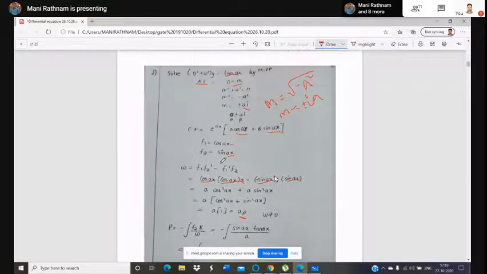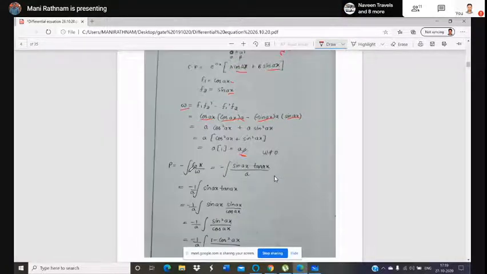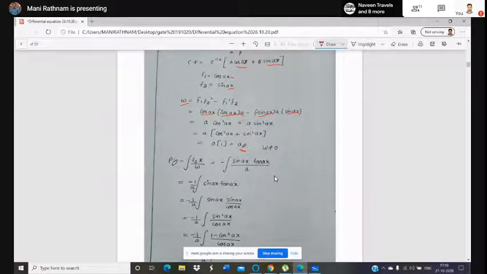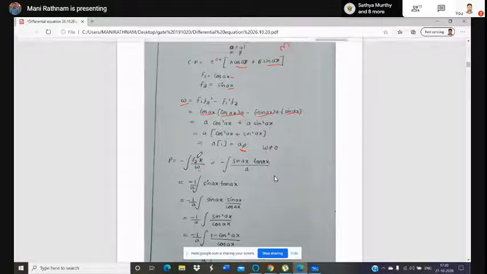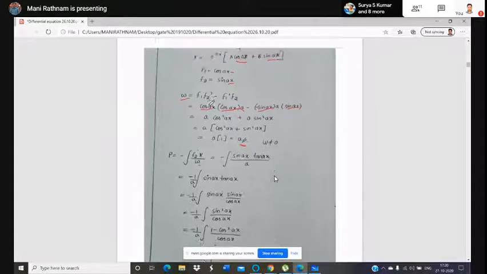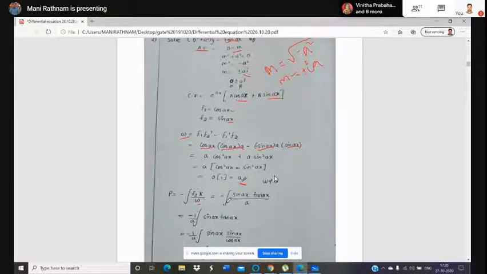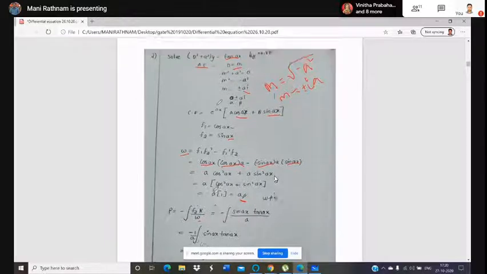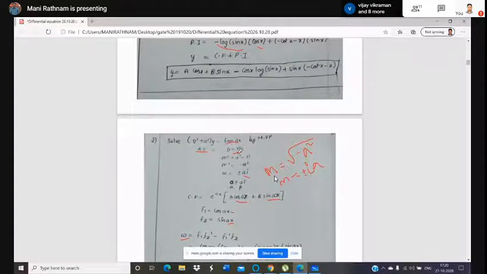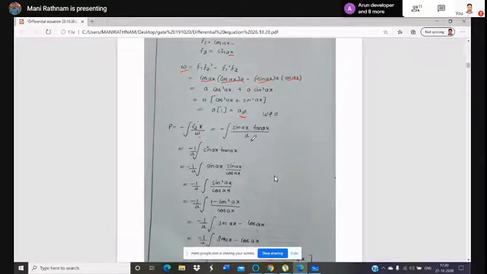Now we have to find w first, and only then can we find the particular integral, because P has w and f2 terms. F1 and f2 you get from the complementary function, and w is the Wronskian. Now f2 is sin ax, with a minus sign, and capital X is the RHS of the given differential equation, tan ax. So tan ax by a. Taking a outside, it is in division, so minus 1 by a, integration of sin ax tan ax.